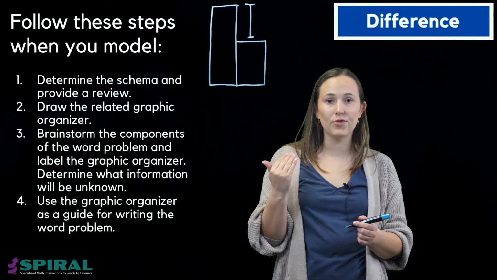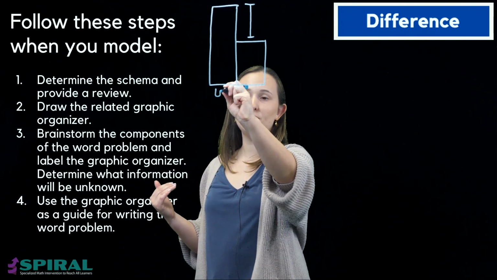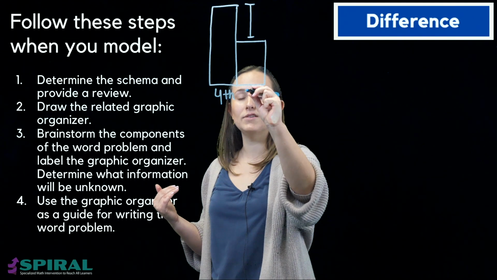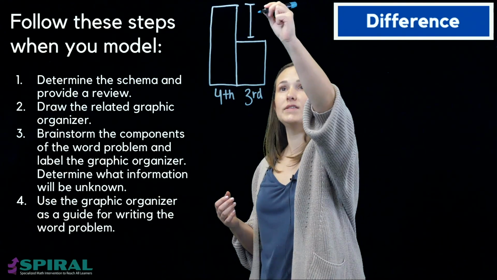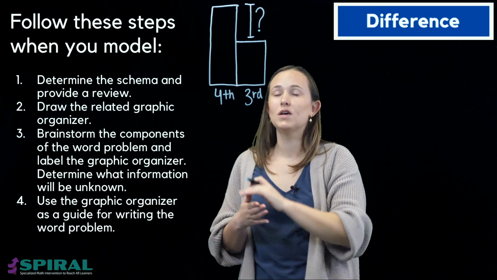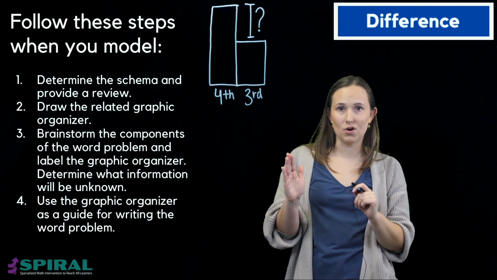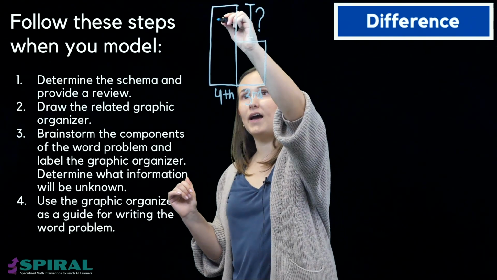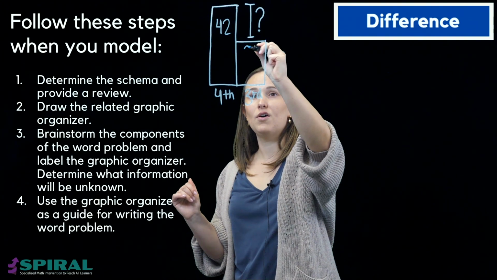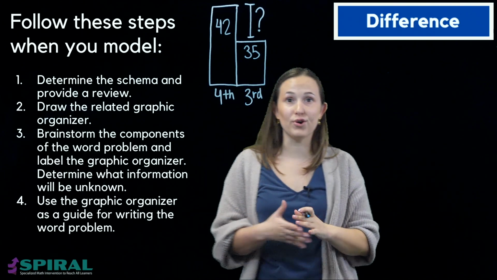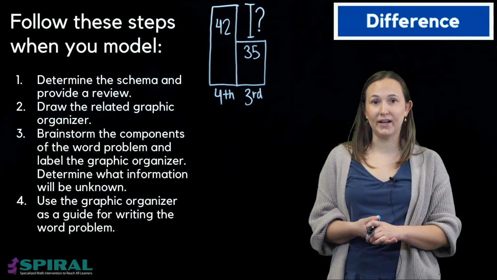So I'm going to go with the 3rd grade versus 4th grade concept. And in my school, maybe I have more 4th graders than I do 3rd graders. And my unknown will be the difference. So now I need to come up with how many 4th graders there are and how many 3rd graders there are. I'm going to say I have 42 4th graders and 35 3rd graders. So now that I've completed my graphic organizer, I'm ready to start writing my word problem.